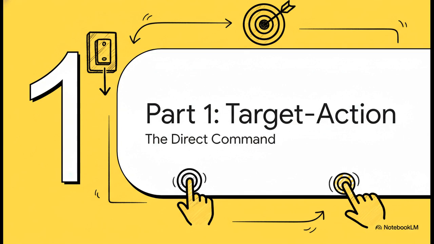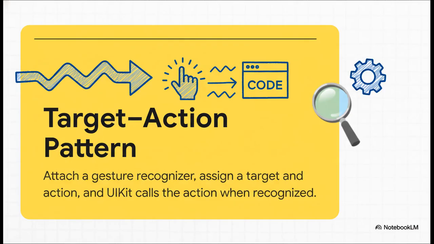For those really simple, direct commands, UIKit has the perfect tool for the job. The target action pattern. And honestly, it's as straightforward as it sounds. So how does this actually work? It's kind of beautiful in its simplicity. You just create a gesture recognizer, and you tell it two little things. First, who to tell when something happens, that's your target. And second, what method to call, that's your action. When the user does the thing, UIKit just makes the call for you. It's a straight shot from their finger right to your code.